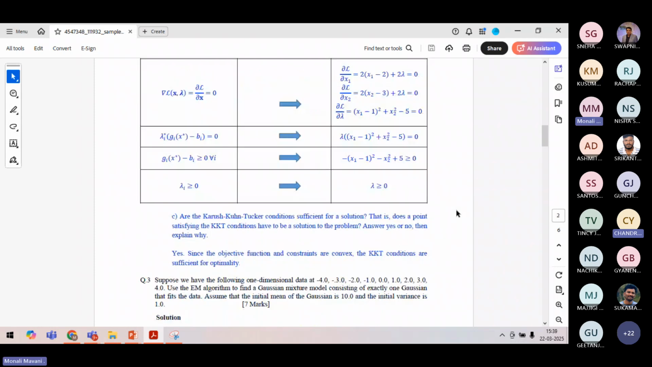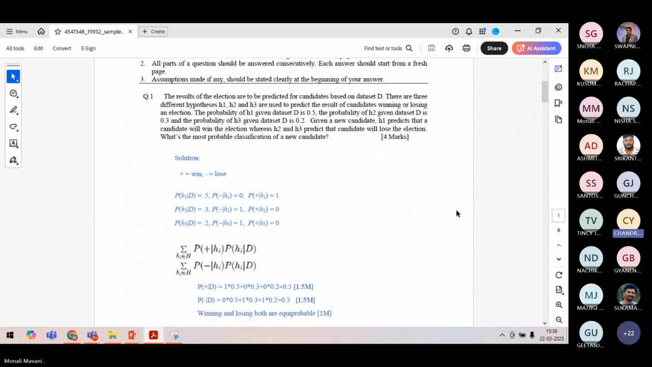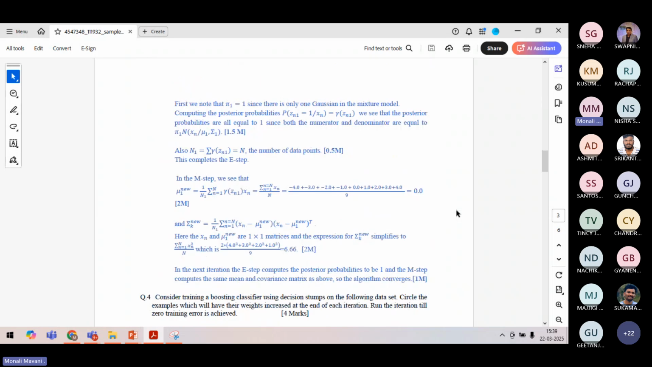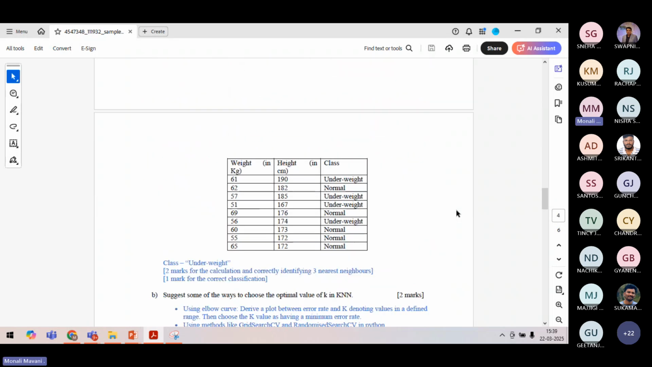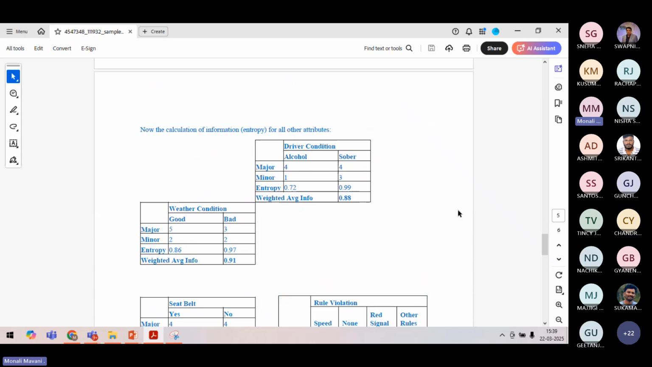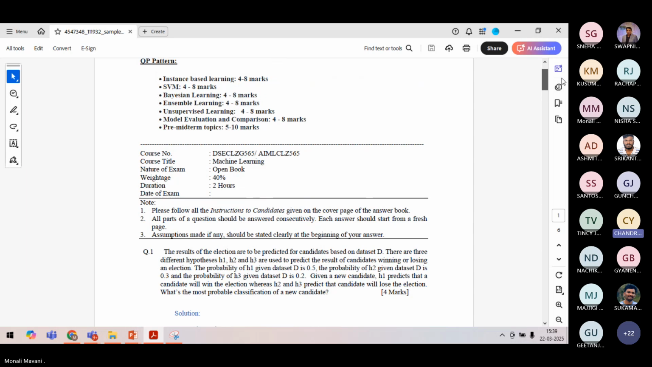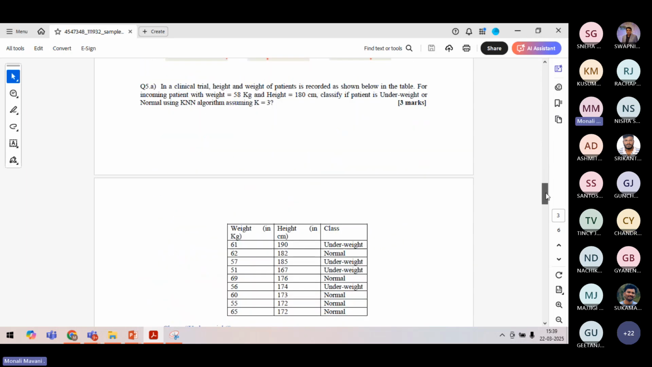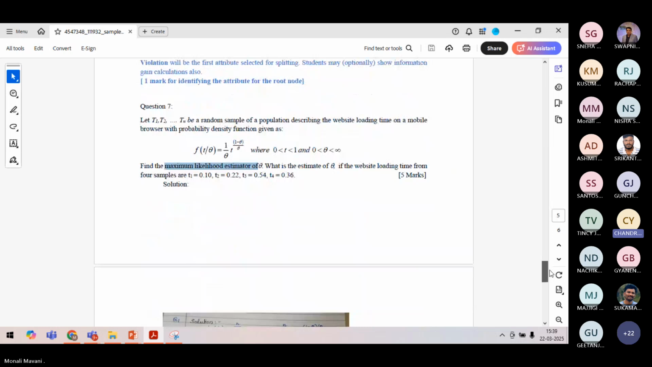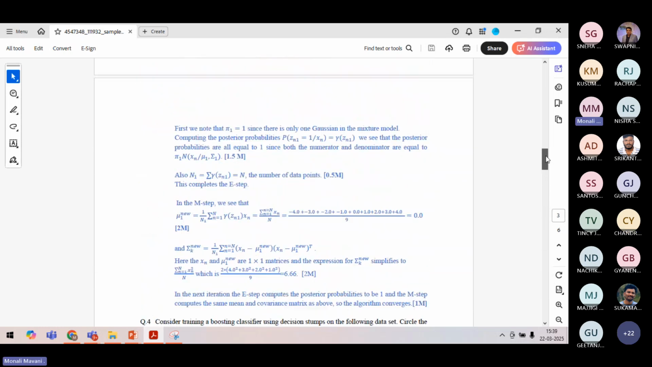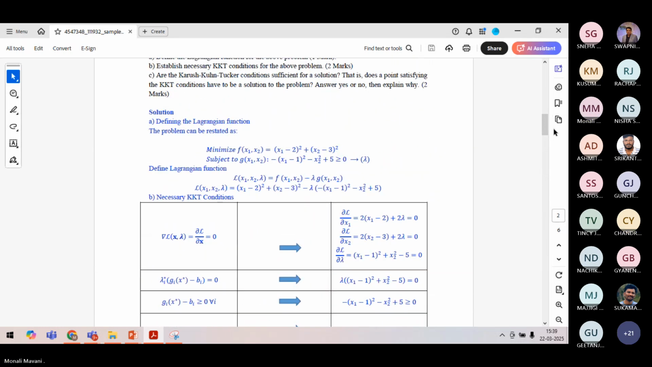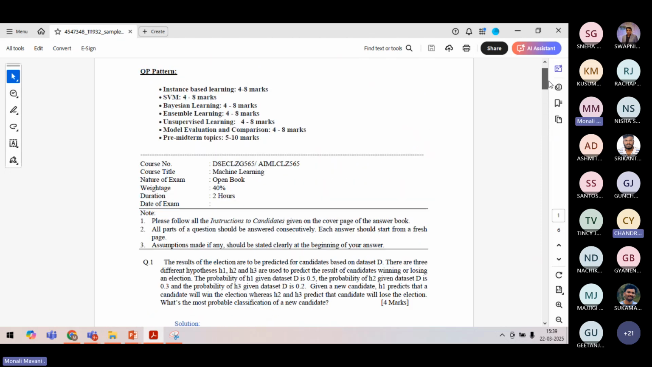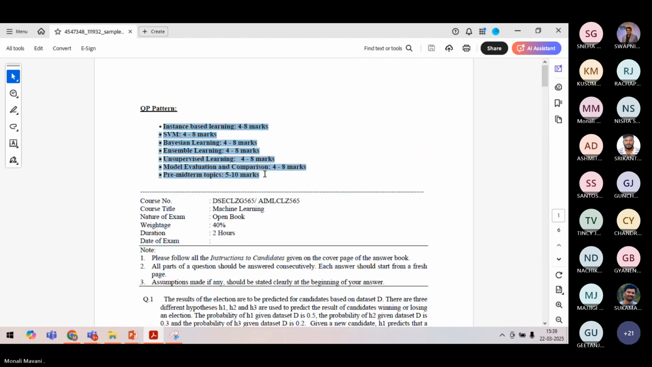Ma'am, this sample paper doesn't contain SVM. So what can we infer? It doesn't consider SVM? Oh no, SVM can definitely come. It is the Lagrangian function where it is used. Yes, it is there. I'm thinking of SVM with kernel tricks. Okay, this is what you can assume here as well.